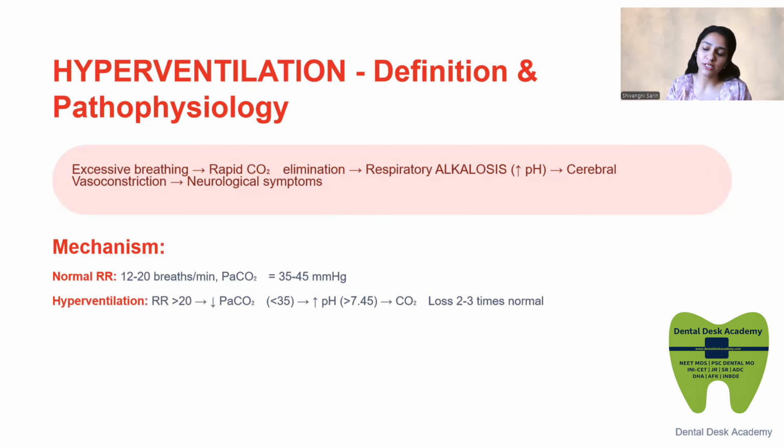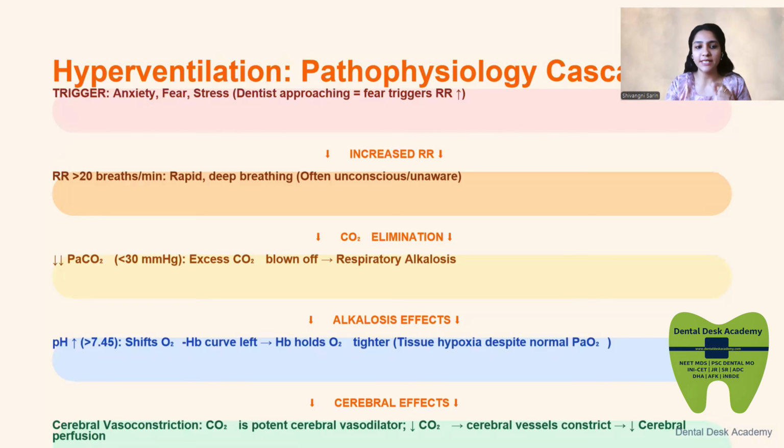Respiratory alkalosis. Now, why can hyperventilation be very dangerous? Because if it is prolonged, it can lead to neurological symptoms as well. So we know that the normal respiratory rate is around 12 to 20 breaths per minute. Now, in hyperventilation, it is more than 20. Due to this, hypocapnia occurs. And as I said, due to hypocapnia, there will be respiratory alkalosis. There will be an increase in pH.